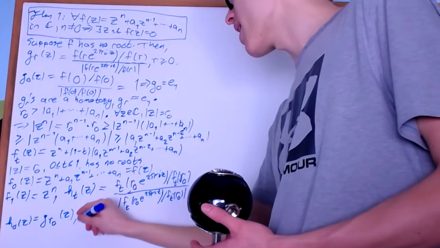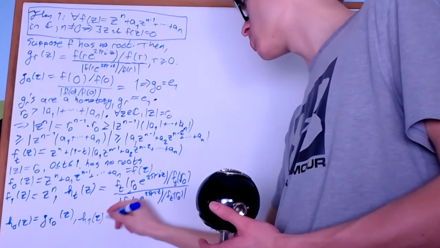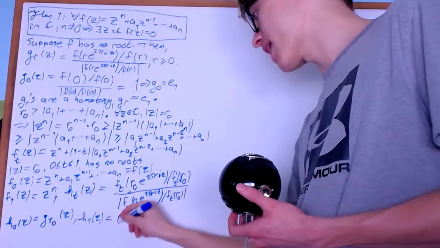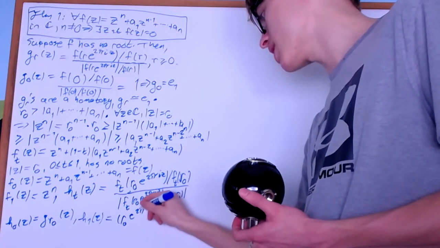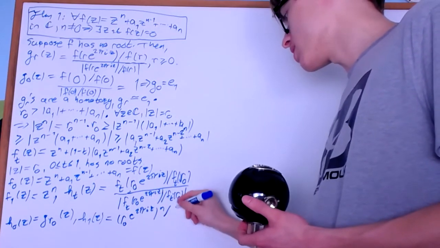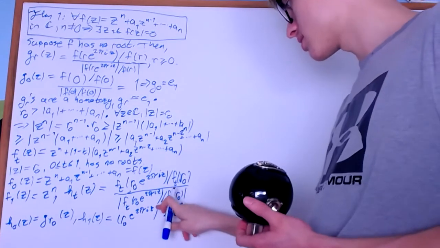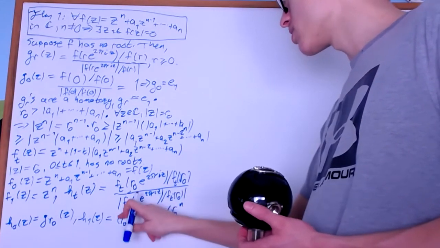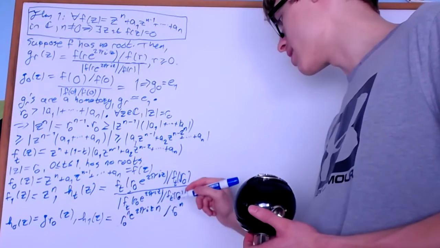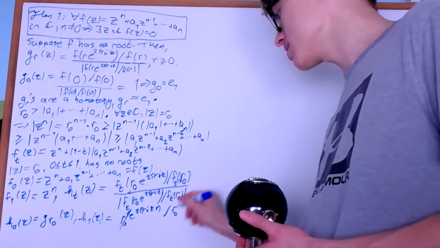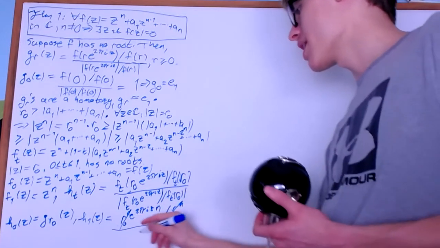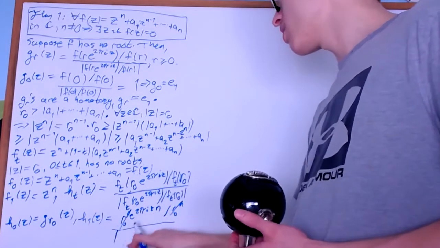And then we also have it that h1 of z is going to be equal to f1 of z, which is just z to the n. And so we would have r0 e to the 2 pi i z, quantity to the n, divided by r0 to the n. What is this? This is going to be equal to r0 to the n times e to the 2 pi i z n. r0 to the n divided by r0 to the n cancels. We're just left with e to the 2 pi i z n, and we divide it by the magnitude of the exact same thing.